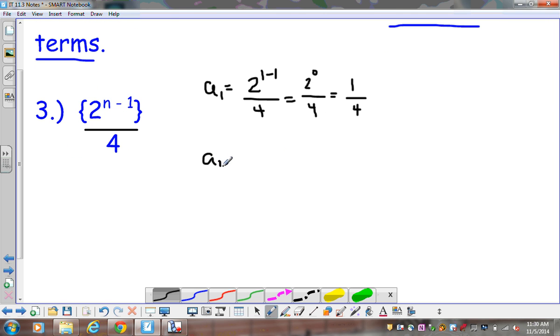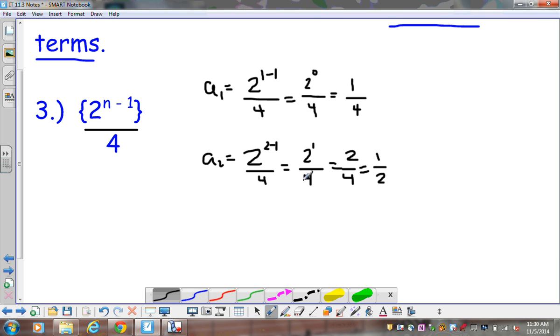And let's just make sure this is, in fact, going to be geometric. So to find my second term, remember, a sub 2, my second term, I plug a 2 into my n value. All right, so we'll go 2 raised to the 2 minus 1 over 4. Well, 2 minus 1 is 1, so this is going to be 2 to the first power over 4. Well, 2 to the first is 2, so it's 2 over 4, which reduces to 1/2.